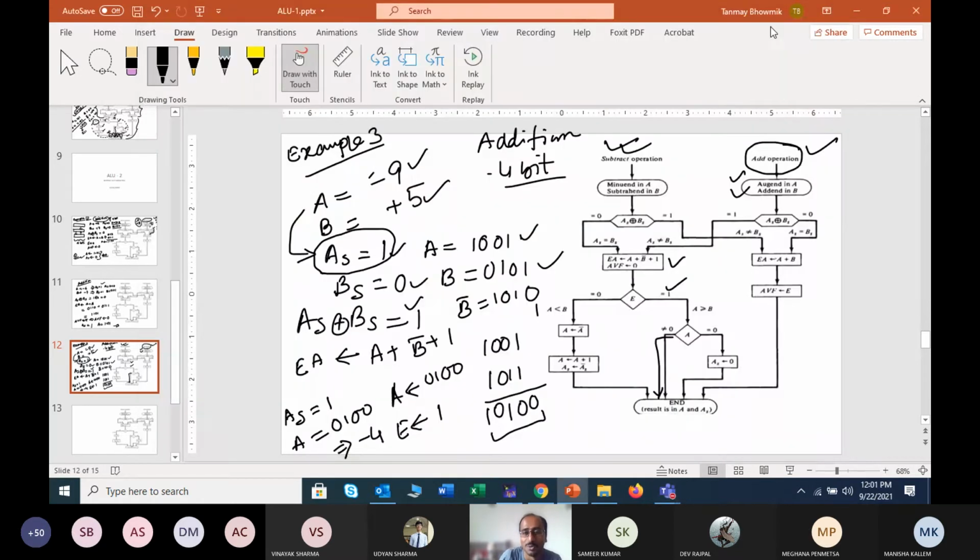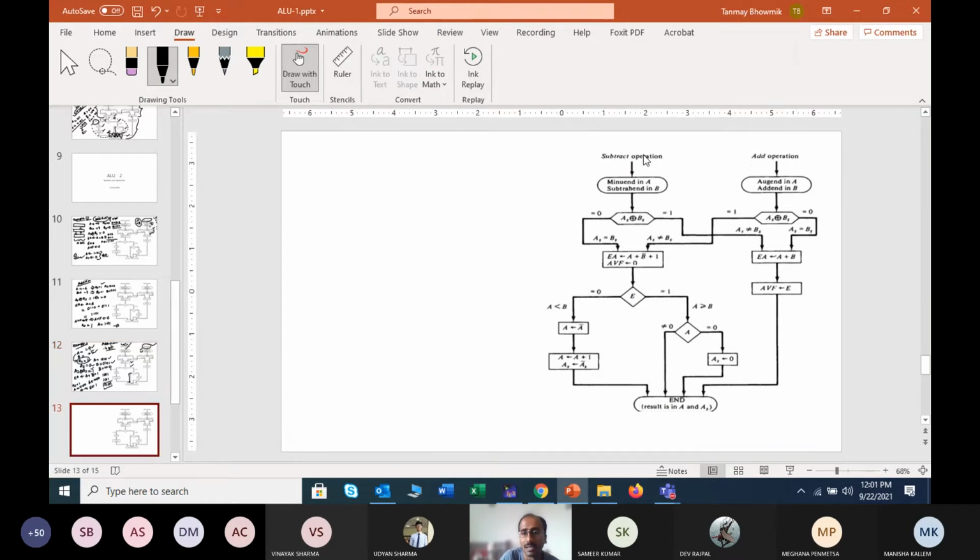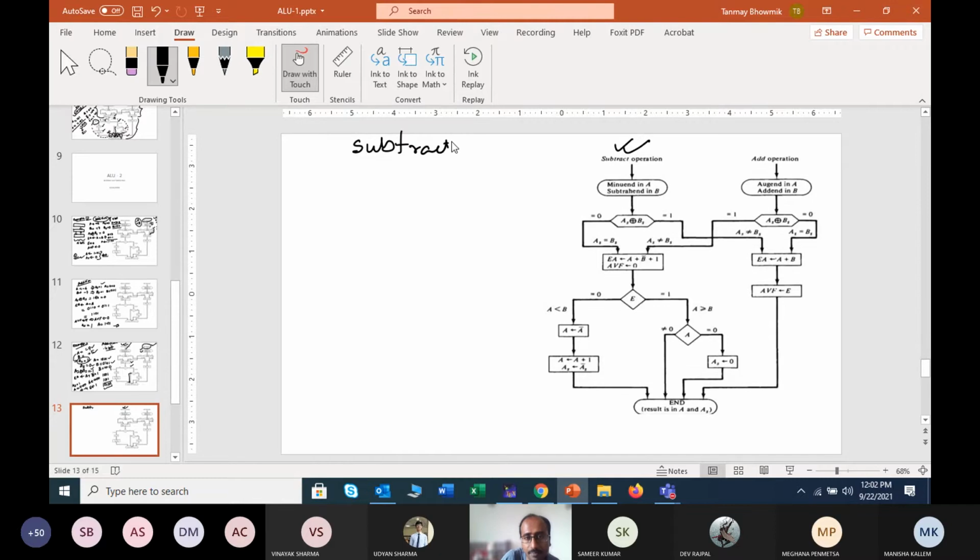Okay, so now we are going to the subtraction operation. If you go to the next slide, we will take this operation now. We will again consider the same thing, like subtract. Again, it will be 4-bit.